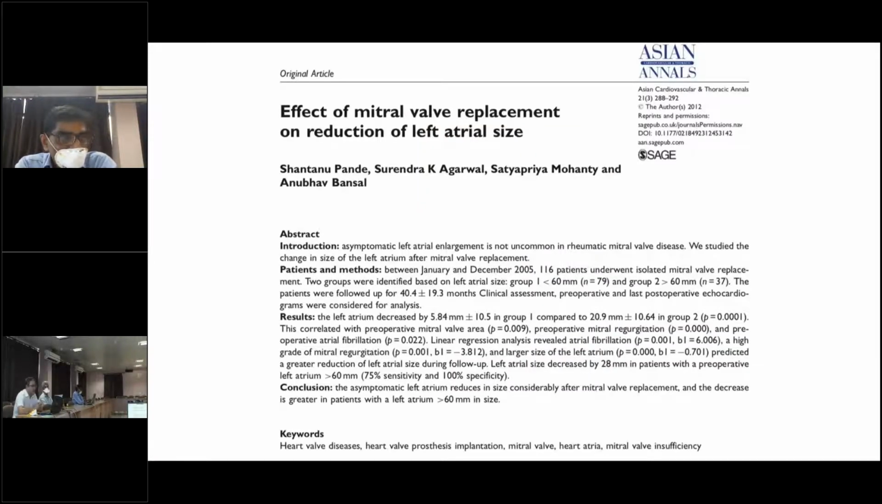This is our article in 2013 when we presented the effect of mitral valve replacement on left atrial size. Most of the surgeons believe that if you replace the mitral valve, it reduces the transmitral gradient and it reduces the pressure at which atrium works, and gradually these patients would improve, the left atrial size would improve.